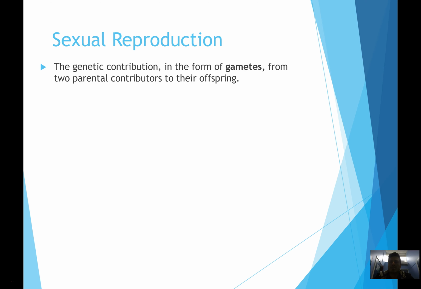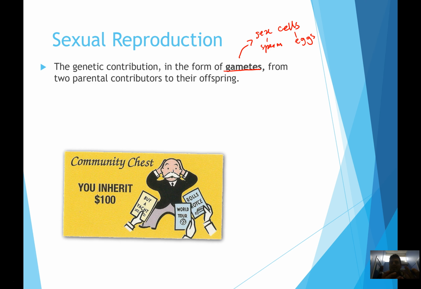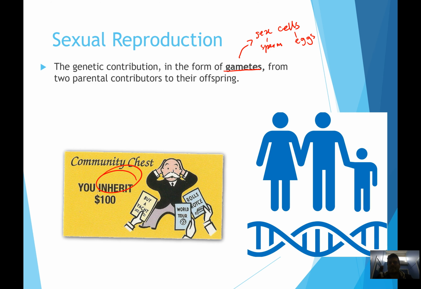Sexual reproduction is the genetic contribution in the form of what we call gametes. Gametes are the sex cells, which can be broken down into sperm and eggs, if we're talking about mammals. So it's the genetic contribution in the form of gametes from 2 parental contributors to their offspring. It's the first thing that your parents did, they gave you these gametes and gave you life. And sexual reproduction leads to what we call inheritance. Not this kind of inheritance, but genetic inheritance like this.